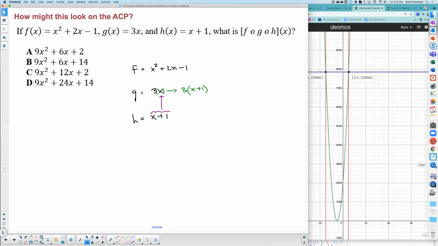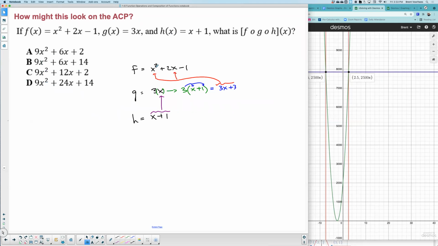And if I wanted to simplify that, I would get 3x plus 3 when I distribute. Now once you have that value, you come back and you would substitute that anywhere you see an x. So in this problem, it actually gets substituted twice. You substitute right there and right there, which would give us (3x plus 3) squared plus 2 times (3x plus 3) minus 1. And you need to FOIL this out and simplify.